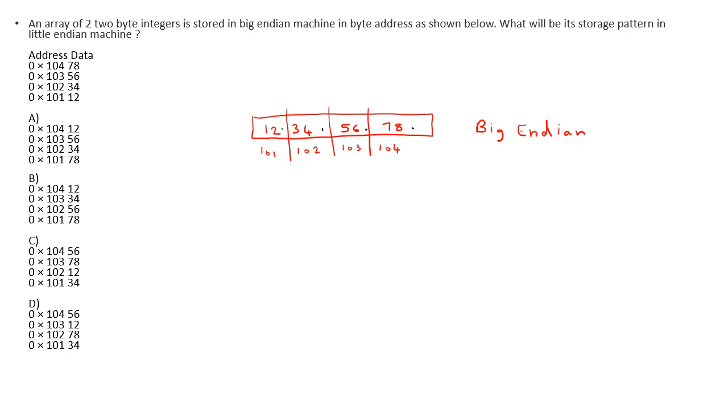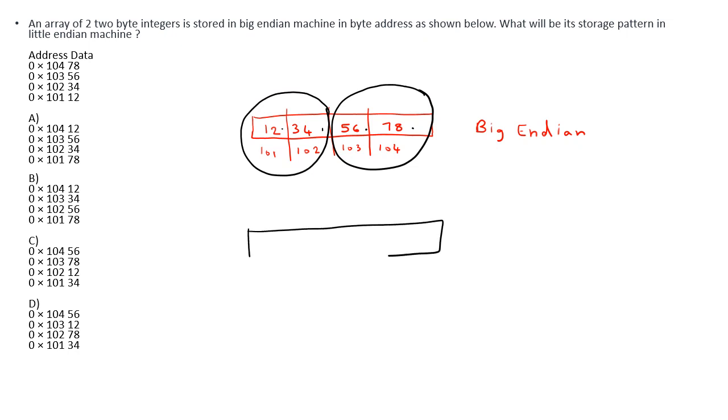Going by the definition of little endian, the least significant byte would be stored in the lower address. Also, the 2-byte integers are being stored, so these two addresses would correspond to one single word, and the next two addresses would correspond to the next word. By the definition of little endian, the address 101 would contain the least significant byte of this word. So 101 would contain 34, and 102 would contain 12.